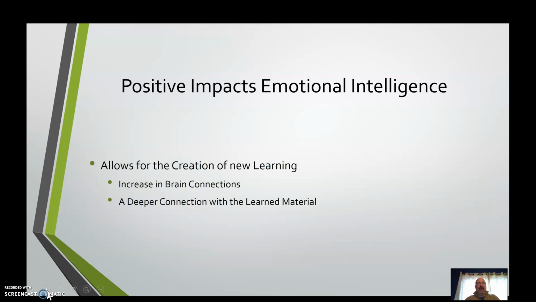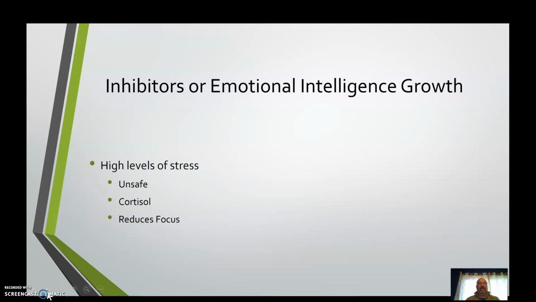So, things that have positive impacts: it allows for creation of new learning. Like I talked about, that neurogenesis, it allows for an increase in brain connections, an increased number of neurons, and it can create a deeper connection with the material that's being learned in the class.